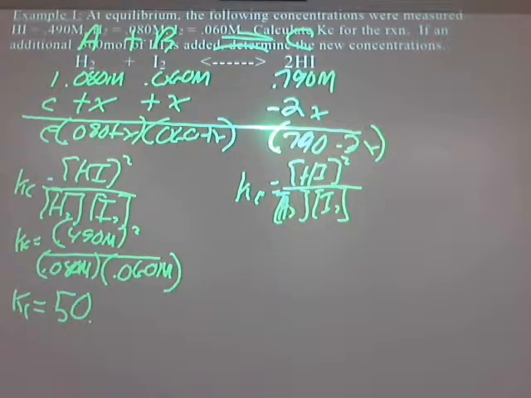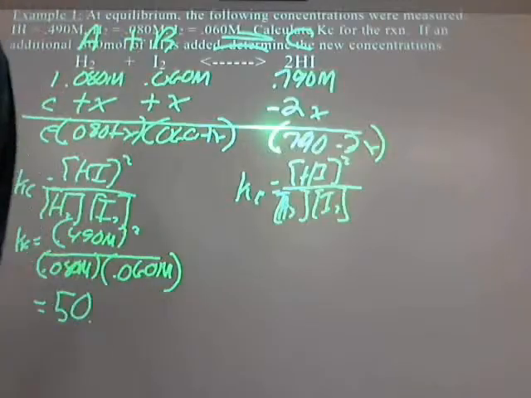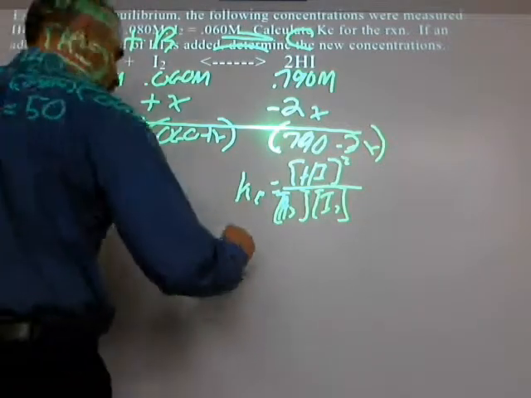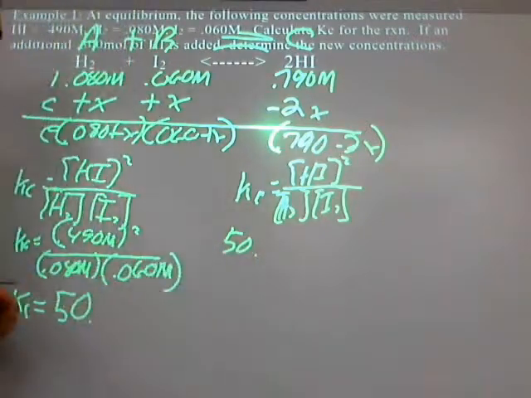I know what Kc is. I said, well, why am I doing this again? The first time you did it, you were simply calculating Kc. This time, you're going to use the Kc you calculated to be able to figure out what the concentrations are in equilibrium. It's going to be 50. That's what you calculated Kc to be.